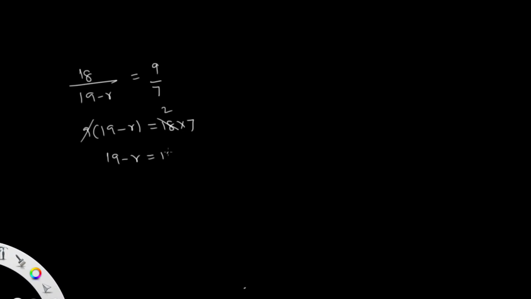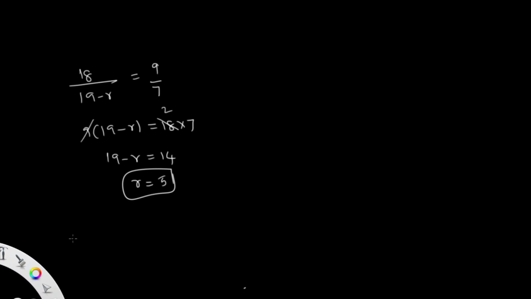So I am writing on the next page 18 by 19 minus r equal to, the ratio given, 9 by 7. So that is 9 into 19 minus r equal to 18 into 7. So 9 ones are 9, 9 twos are 18. So 19 minus r equal to 14. Then you get r equal to what? 5. So this is the value of r, 5.